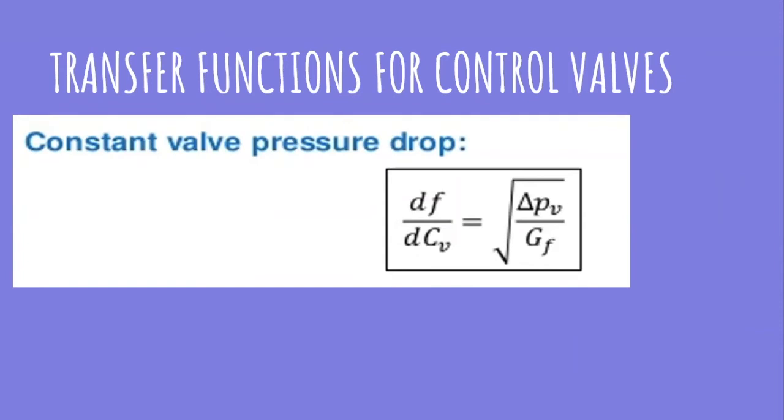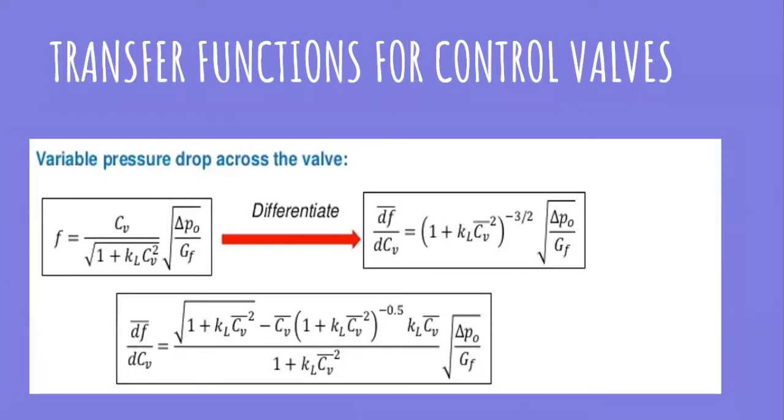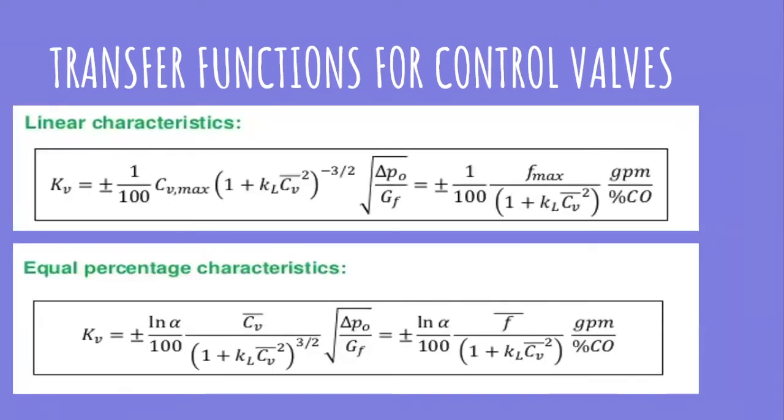This is the constant valve pressure drop, that is dF/dC_V equal to the square root of delta P_V over G_f. And after the pressure drop, we can get the linear characteristics and equal percentage characteristics equations like that. Then this is the variable pressure drop across the valve. If we differentiate F, we can get those pressure drop equations. After variable pressure drop, the linear characteristics and equal percentage characteristics equations should be like this.